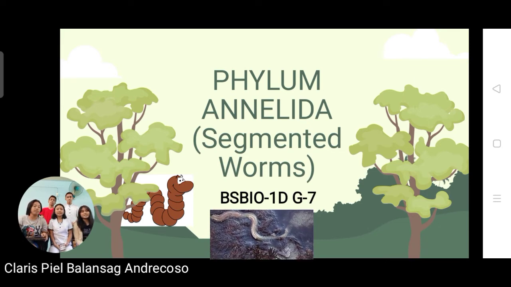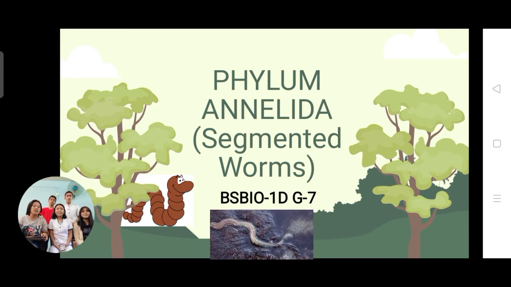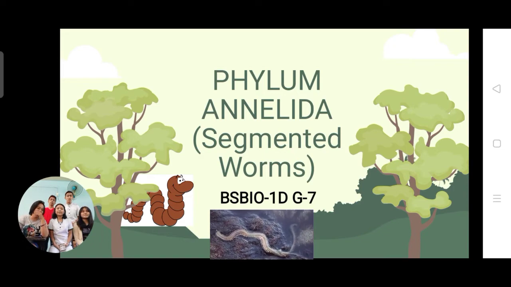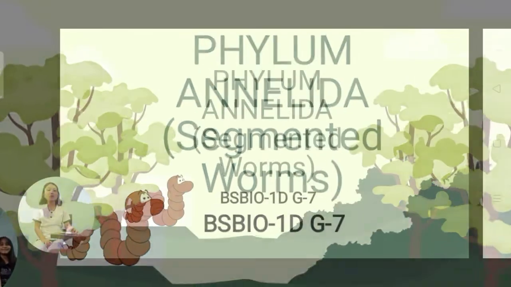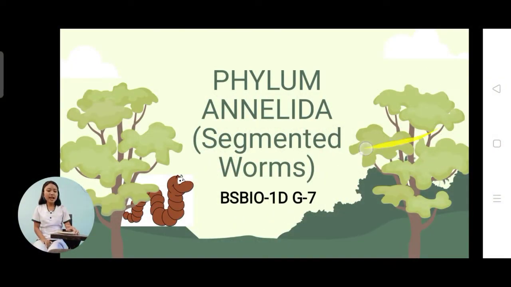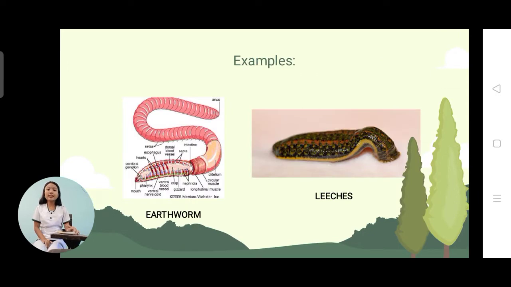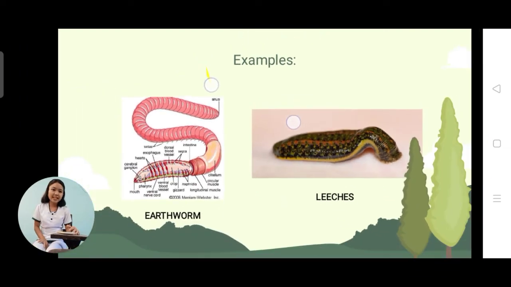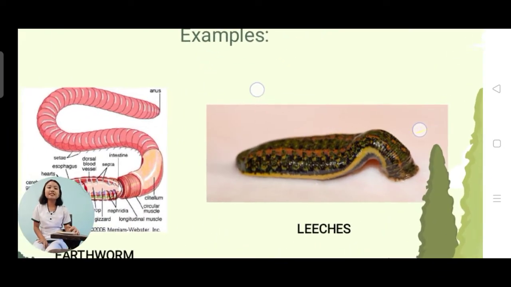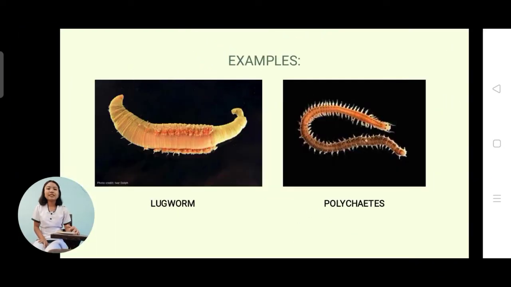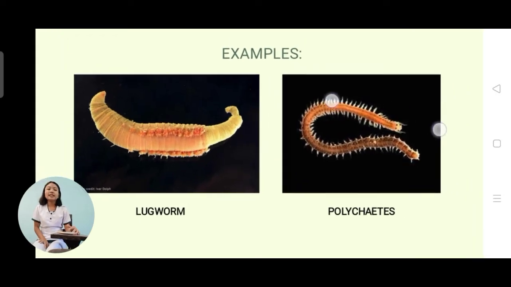And we will be discussing all about Phylum Annelida, or the segmented worms. First, we will tackle the examples and habitat of Phylum Annelida. Examples of it are earthworm, as you can see in the picture, leeches, ragworm, and lastly, polychaeta.